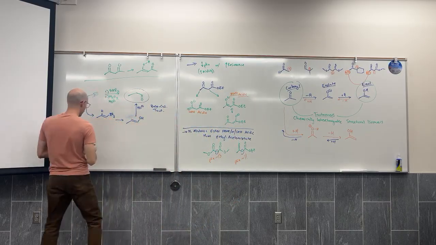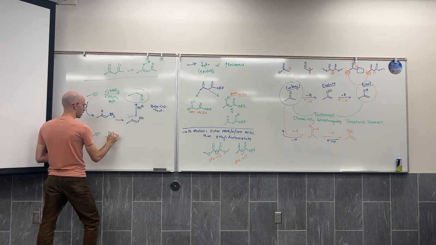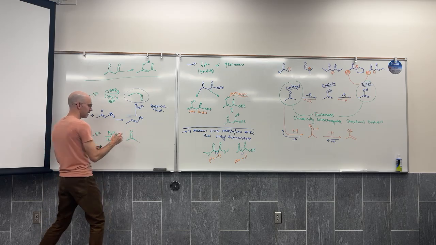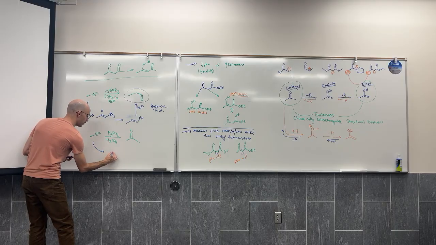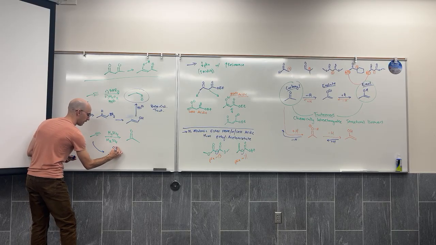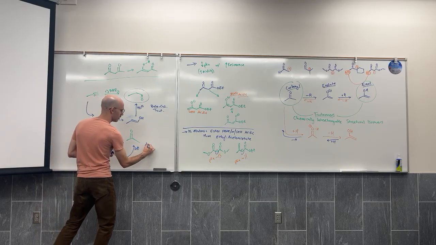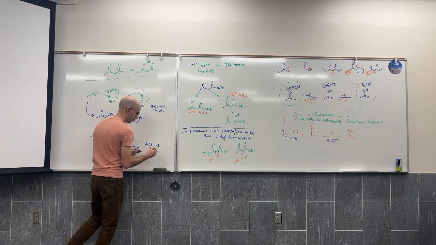The same thing happens with our oxymercuration. This time we use mercury sulfate and sulfuric acid, and we say that you get a ketone, but that's not entirely true. What you start with is an enol, and then in that acidic condition, you get acid catalyzed tautomerization.